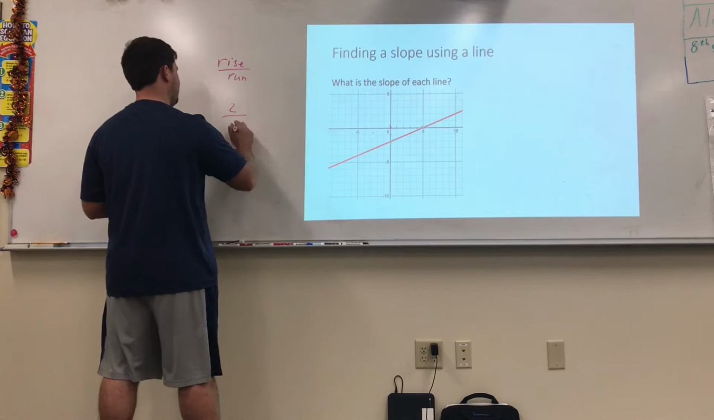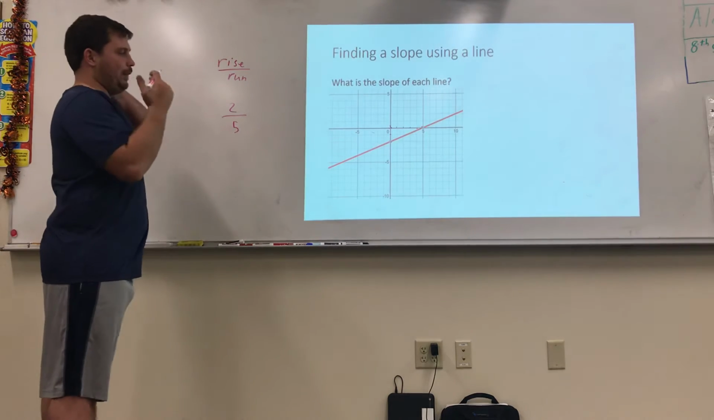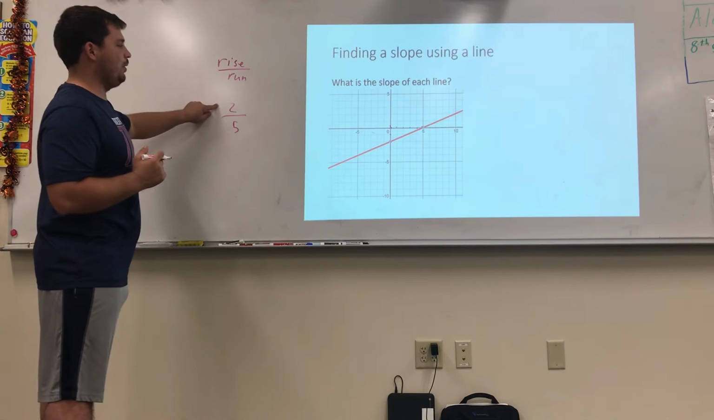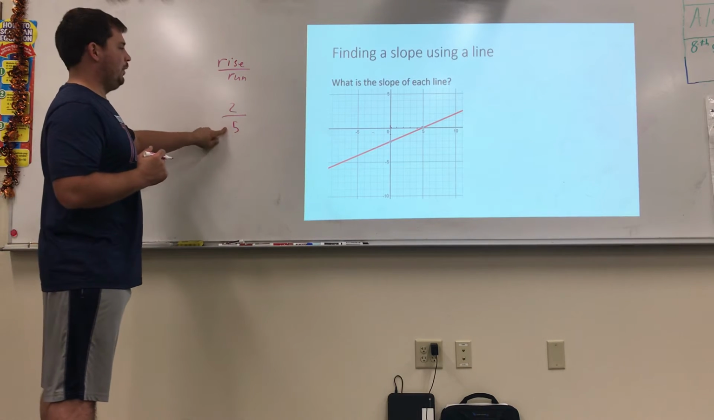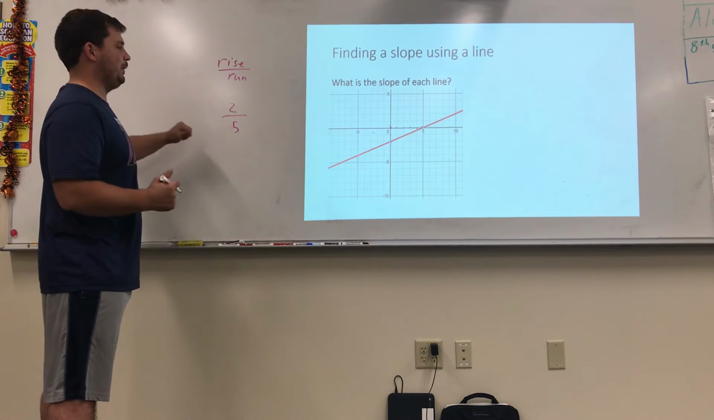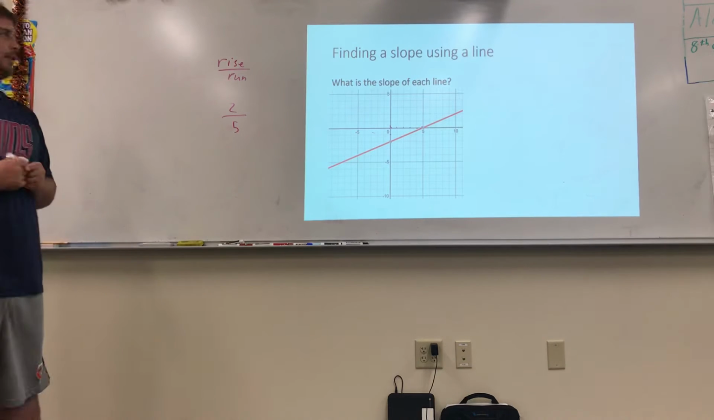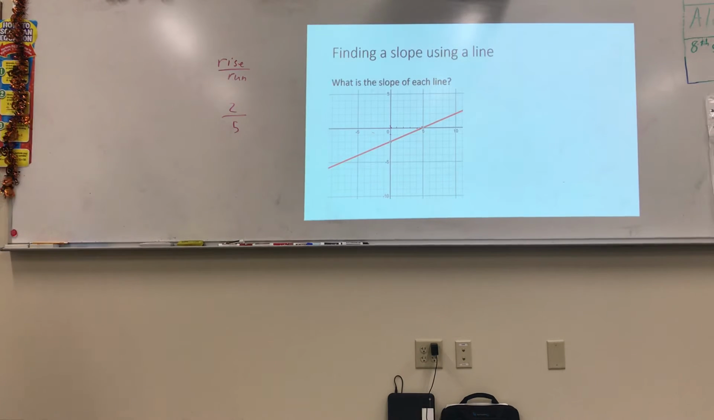Now, how do you determine if this is positive or negative? Well, if you go up, it is positive. If I would have gone down, this would be negative. If I go to the right, it is positive. If I go to the left, it is negative. Okay? So that is my slope for that one. You rose 2, and I went over 5.